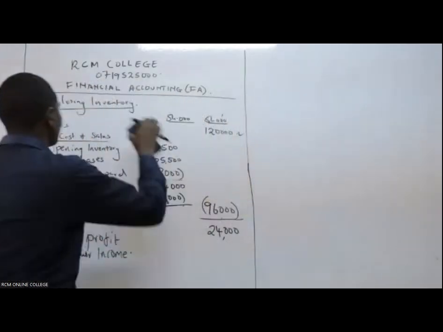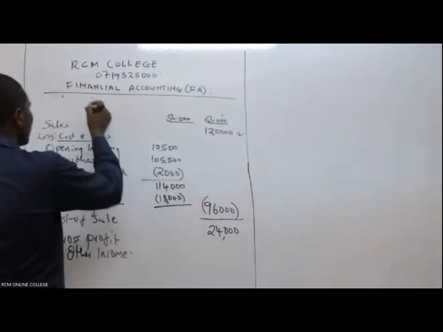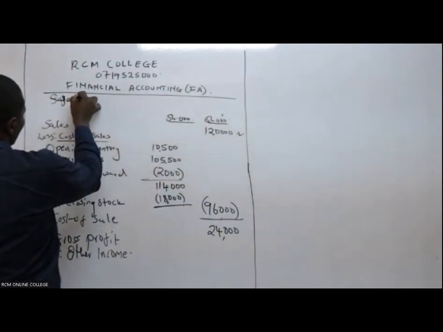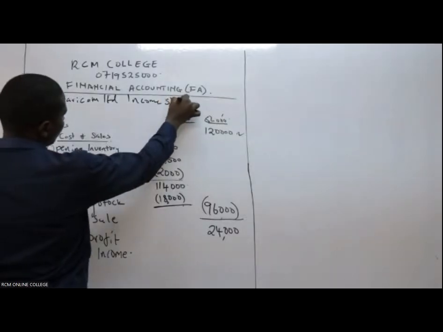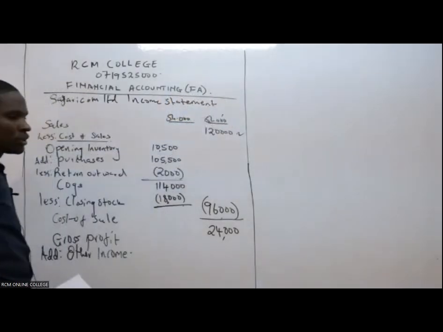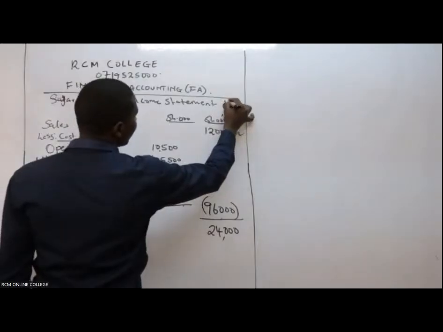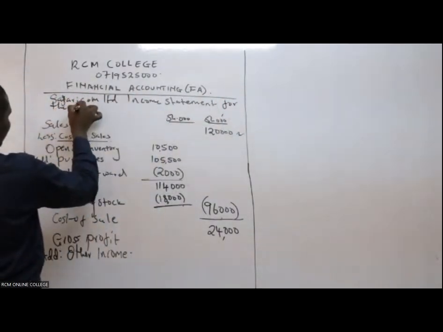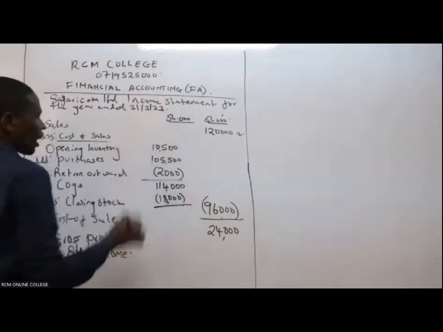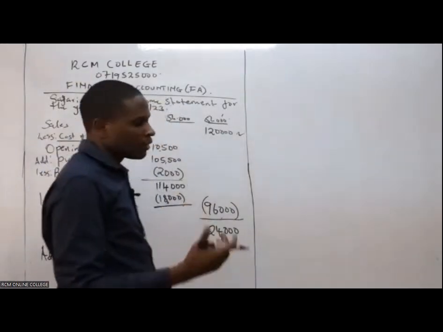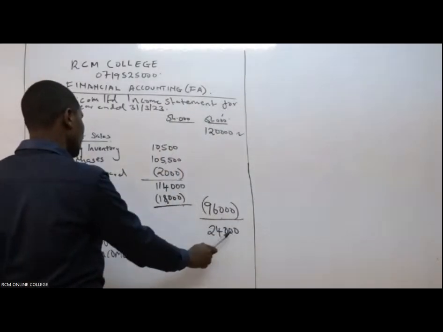So this is Safaricom Limited income statement, for the year ended 31st March 2023. Class, you know that when you talk about income statement, it is sale minus cost of sale, and you get the gross profit.